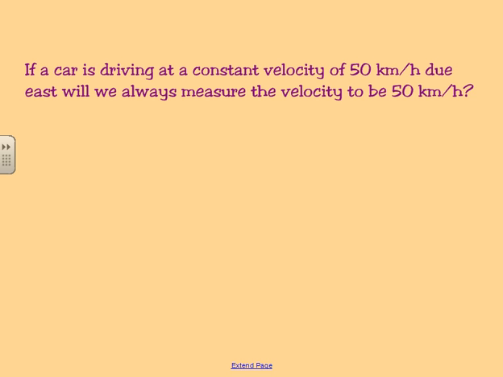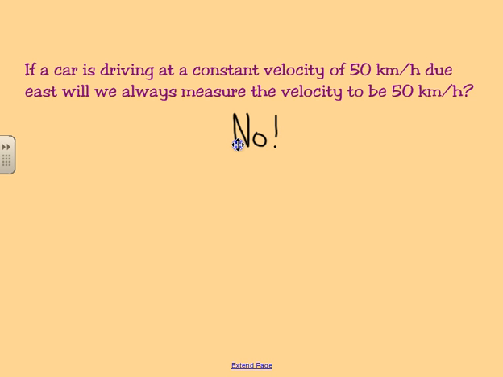Or here's another example. Let's say that you're moving near the car, but in the opposite direction. If you were moving in the opposite direction of the car, you wouldn't measure its speed to be 50 kilometers per hour. Instead, it would seem like it was going much faster than that. So no, we do not always measure the velocity of the car to be 50 kilometers per hour. It is dependent on our frame of reference.